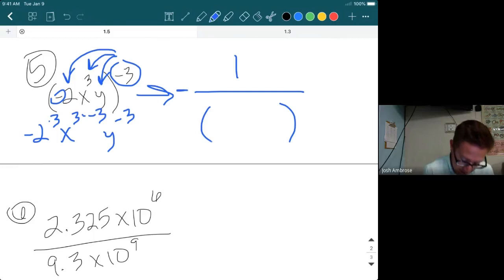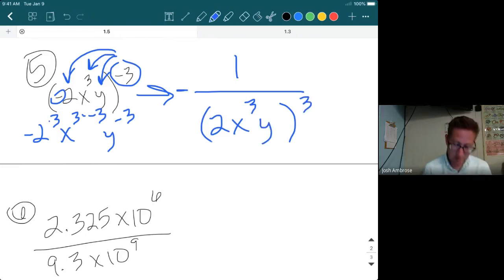There it is. Now, 2x to the third y, and now this is all to the third power. So we still have to distribute that 3 here, here, and here, but everything else has been dealt with. The negative sign's on the outside. You don't have to worry about any more flipping. We just flipped it. So now what you got to do is, what is 2 to the third power?